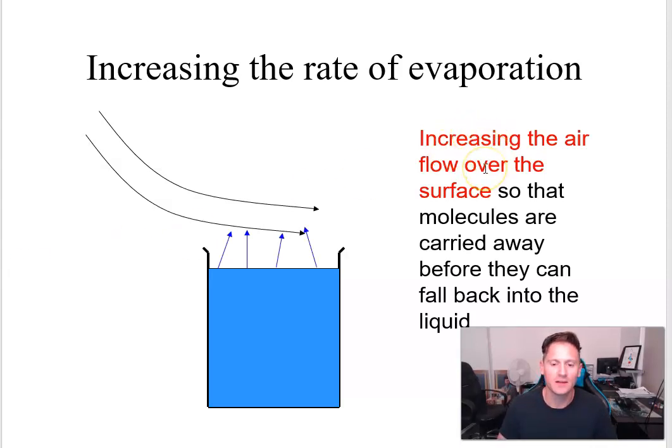So if we increase the airflow, that means the molecules are carried away before they can fall back into the liquid. Essentially they're kind of near the top. Some of them might go out and then lose a bit of energy and go back in. That's basically what happens. You get a bit of evaporation and a bit of condensation when the gas molecules turn back into liquid. Evaporation, condensation, evaporation, condensation. But if there's a bit of wind, evaporation, they get blown away.